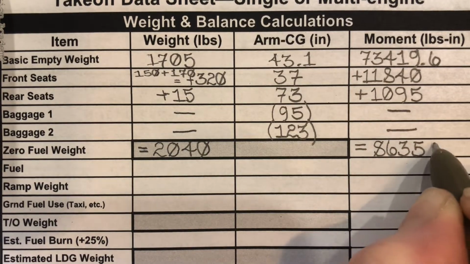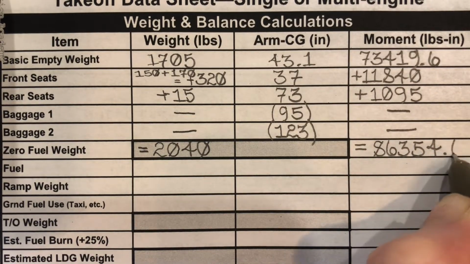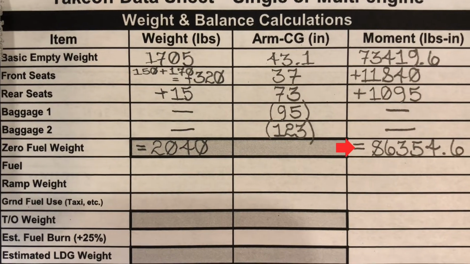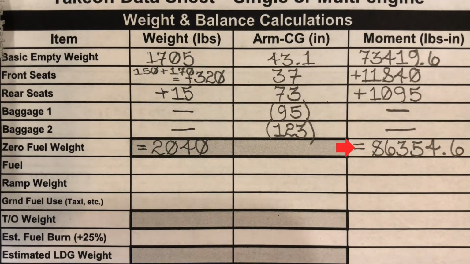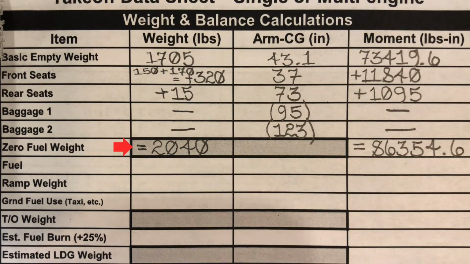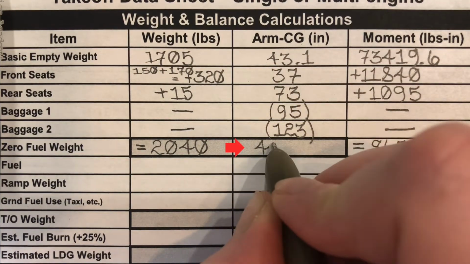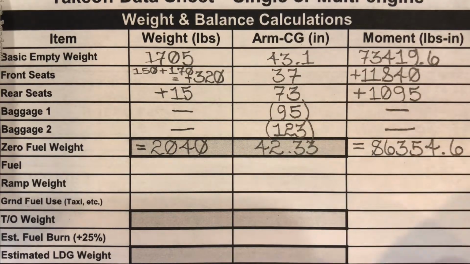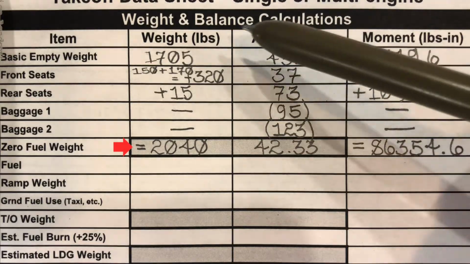So how do we get the arm? We're going to divide the moment by the weight. So you divide that big number, which the moment always is, and we're going to get 42.33. And that's all you do. You divide the moment by the weight, and that's how you get your arm.